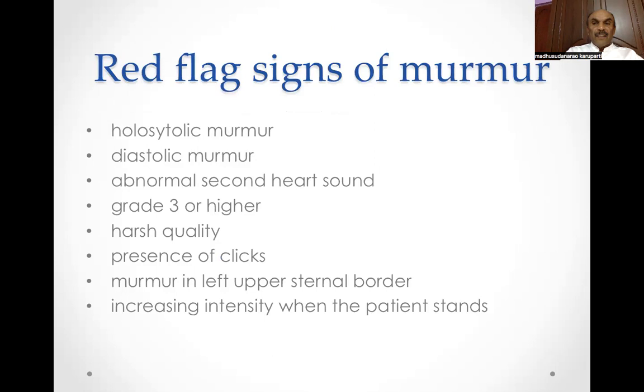So what are the red flag signs of a murmur? They include: if it is holosystolic murmur, if it is diastolic murmur, associated with abnormal second heart sound, associated with grade 3 or higher, harsh in quality, presence of clicks, murmur in the left upper sternal border, which gets increased in intensity when the patient is in standing posture.